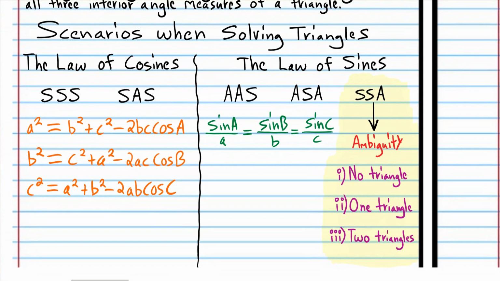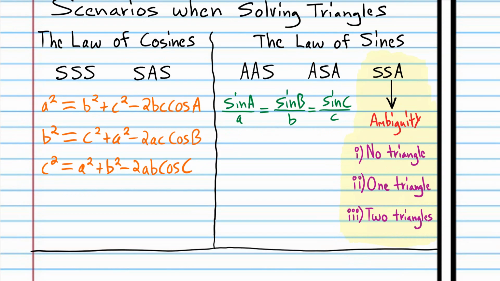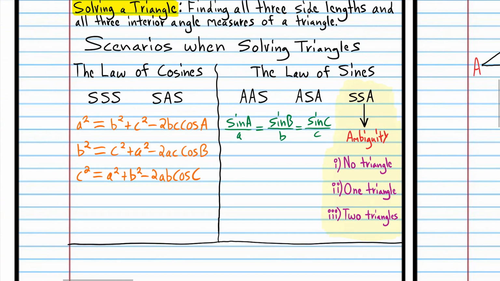But if you recall, we did not have a postulate or a theorem for the situation where we have the lengths of two sides and the measure of an angle that's not between the two sides. And the reason for that is because, again, there is sometimes more than one triangle that fits this scenario, and so there's, again, ambiguity. But today, as I said, we're going to focus on the law of sines in these situations.